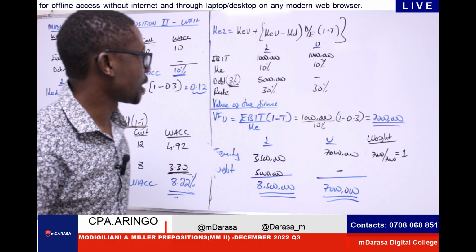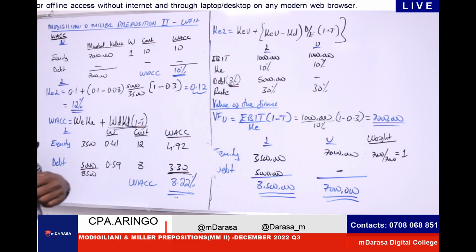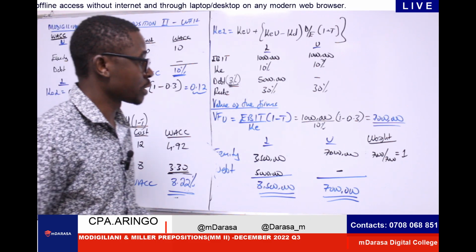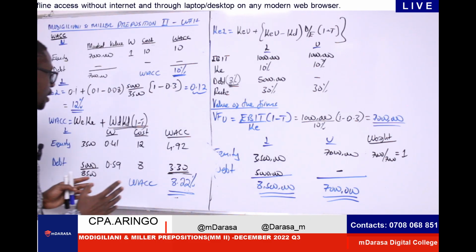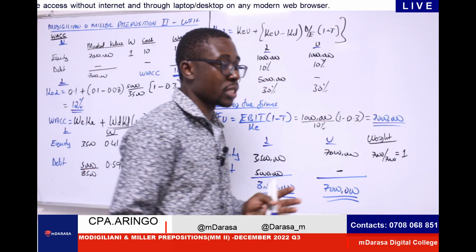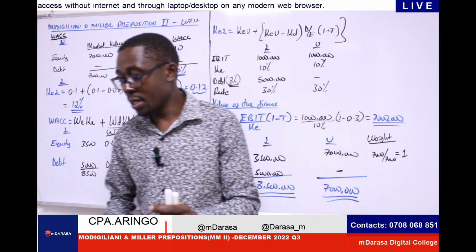Recall, in our last class, we introduced the concept of Modigliani and Miller proposition 2, of course with the component of corporation taxes. So I gave you a clear concept in relation to the same, and also went ahead and looked at a question, right? So today's segment is a continuation of that.